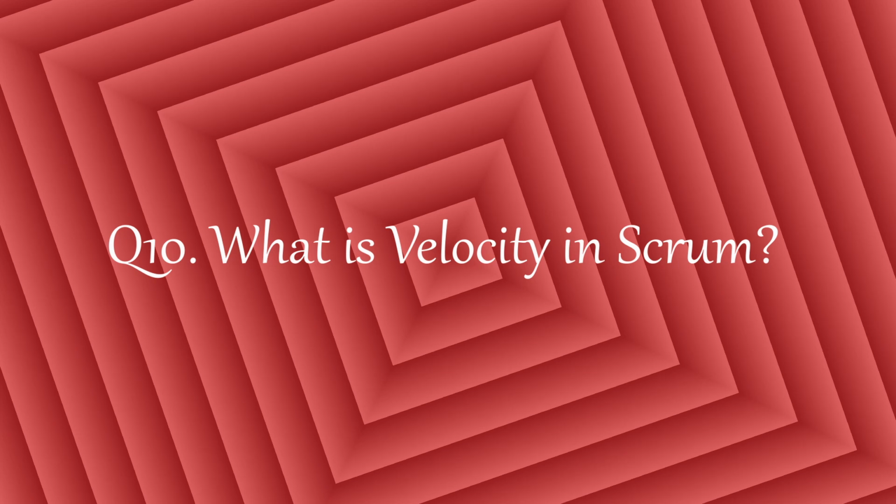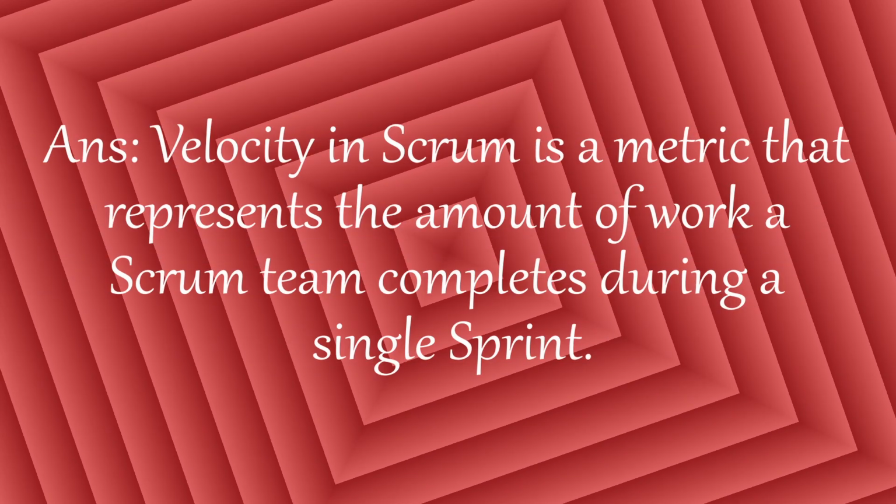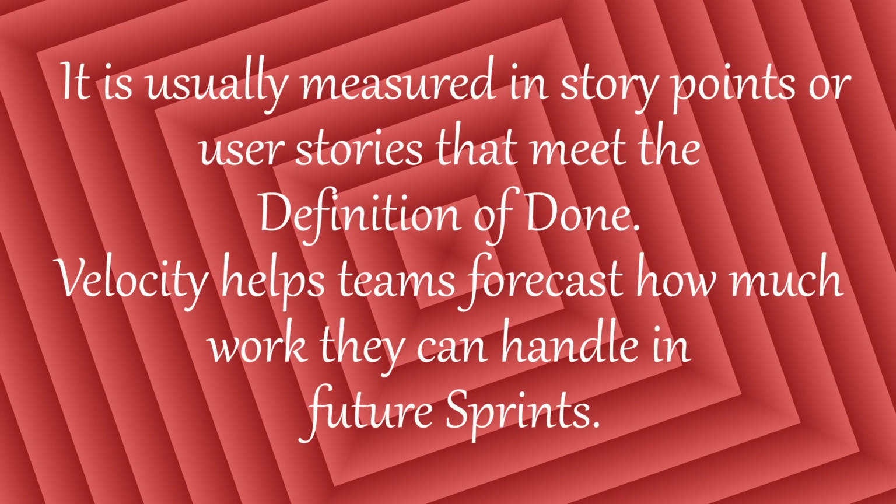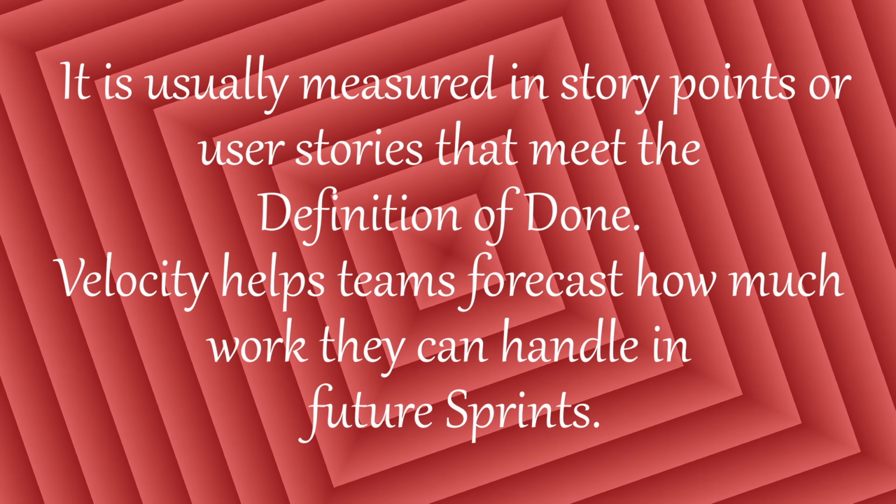And Q10. What is velocity in Scrum? Answer. Velocity in Scrum is a metric that represents the amount of work a Scrum team completes during a single sprint. It is usually measured in story points or user stories that meet the definition of done. Velocity helps teams forecast how much work they can handle in future sprints.